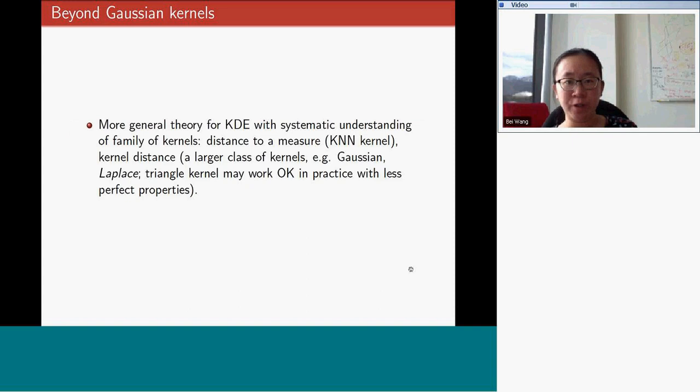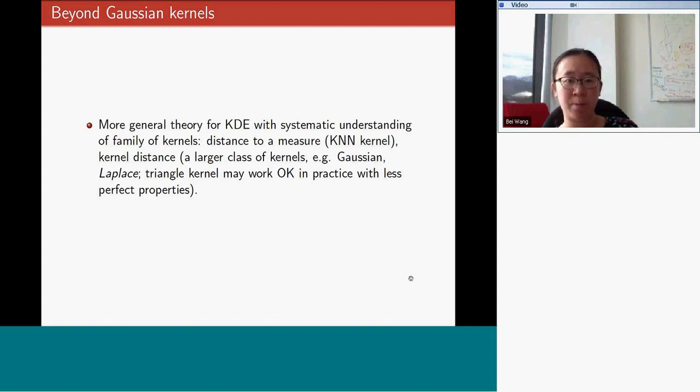So, future directions, of course. One is that there's what distance to a measure is. It's very closely related to the k-nearest neighbor kernel. And the distance, in some sense, is a generalization that you can extend to a larger class of kernels.